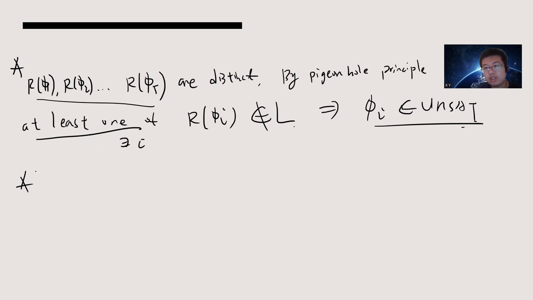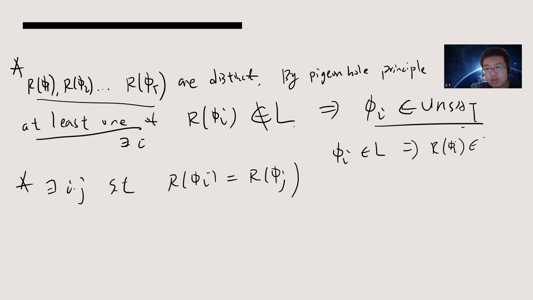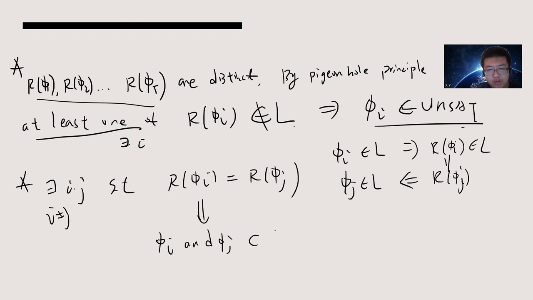Right, so if there is an i, j such that r of phi_i equals r of phi_j, notice that this does not tell you that phi_i is the same as phi_j, right? But it tells that if phi_i belongs to L, then r of phi_i belongs to L, but this also implies r of phi_j, because r of phi_i is the same as r of phi_j, and this will imply that phi_j belongs to L. And if phi_i does not belong to L, then the same thing will imply phi_j does not belong to L. So if there is an i, j such that r of phi_i equals r of phi_j, and i does not equal j, this will tell you that either phi_i and phi_j both belong to set, or both belong to unset. Okay, so these are the two simple facts.